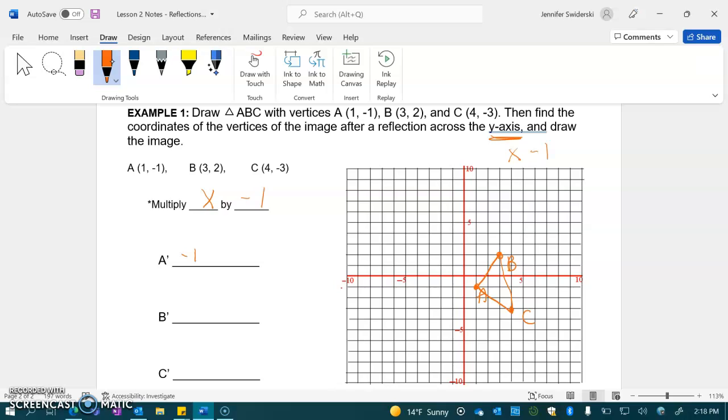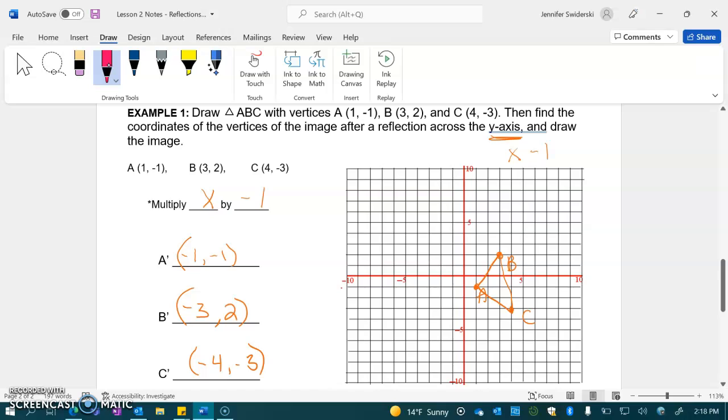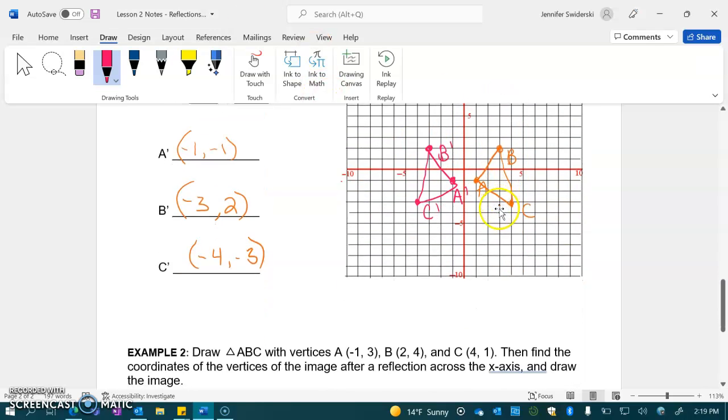So that means A prime would be -1, -1. We're keeping that y the same. B prime would be -3, 2. And C prime would be -4, -3. I'm going to go in and graph these points. A prime is at -1, -1. B prime is at -3, 2. And C prime is at -4, -3. I'm going to go ahead and graph these points. And there is my triangle that has been reflected or flipped over the y-axis.